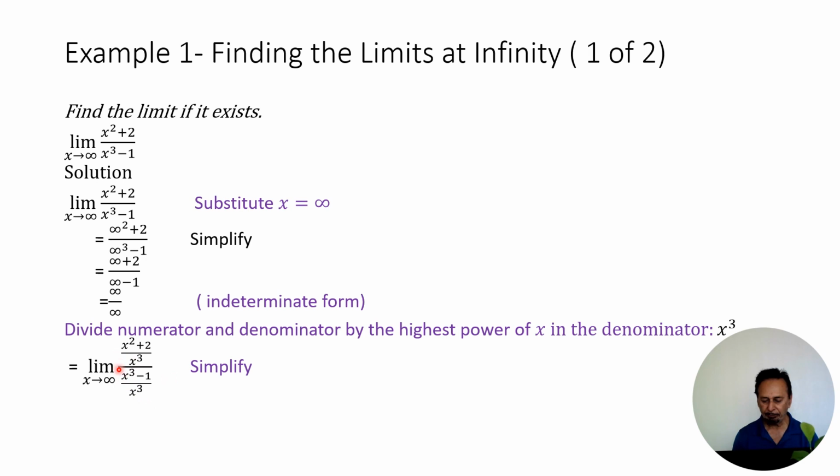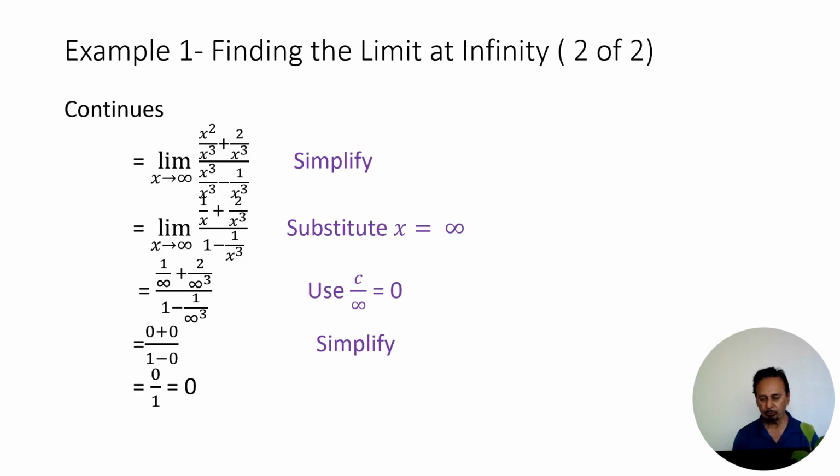And next we're going to simplify. How are we going to simplify? We divide each term by x cubed separately, and the same thing on the denominator, and we will get the limit as x approaches infinity of x squared over x cubed plus 2 over x cubed, over x cubed over x cubed minus 1 over x cubed. Now we simplify, so you'll get 1 over x plus 2 over x cubed, and the denominator gives you 1 minus 1 over x cubed.